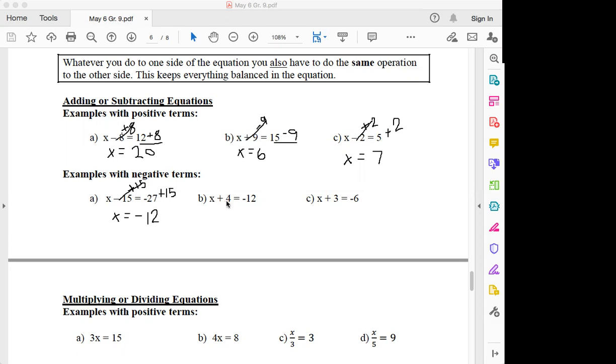Here we have x plus 4 equals negative 12. Because we have plus 4 here, we're going to subtract 4 on both sides. That cancels out, and we're left with x equals negative 12 minus 4, which gives us negative 16. And here we're going to subtract 3 on both sides. That cancels out. So negative 6 minus 3 is negative 9.